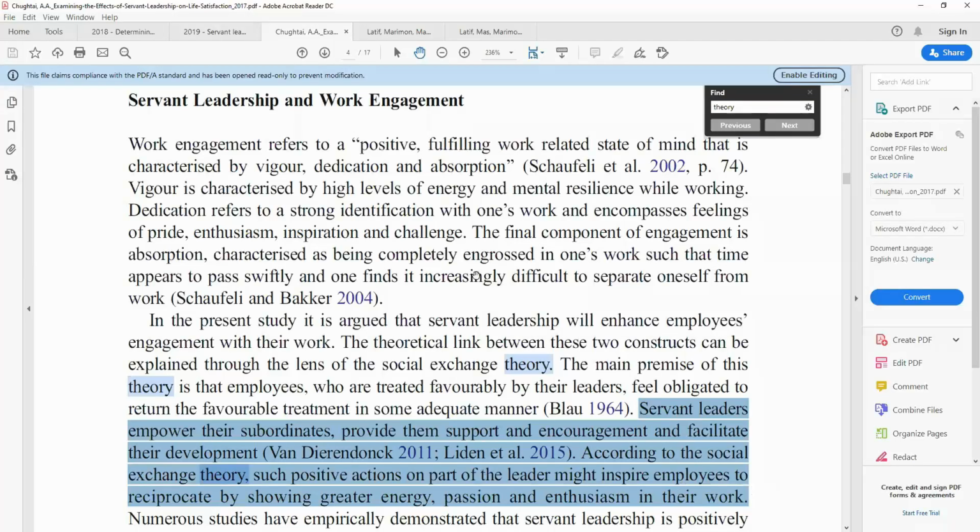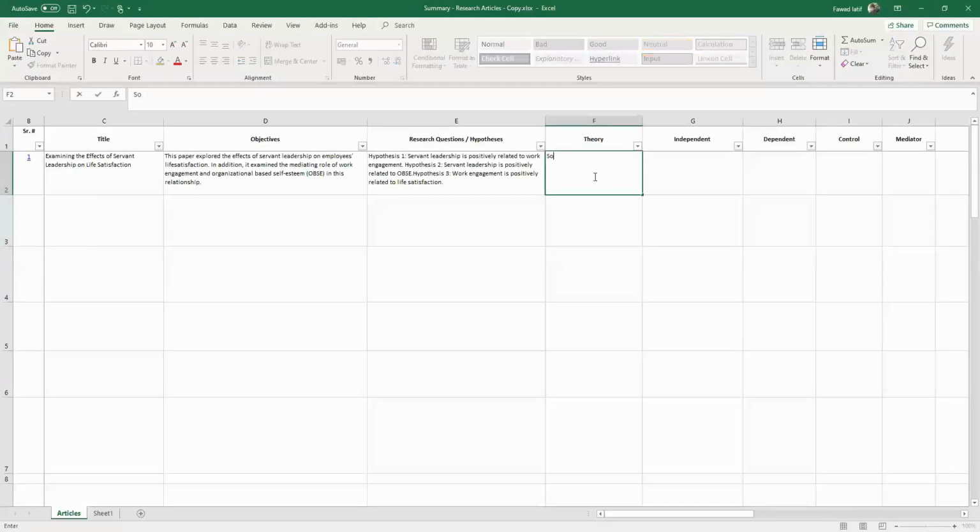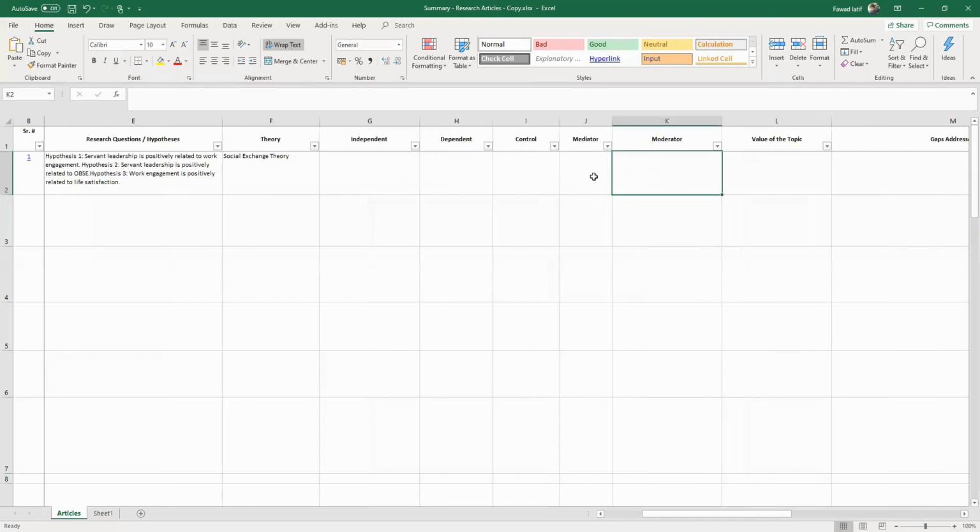Now let's write that this theory was used in this particular study. So the theory was social exchange theory. What were the independent, dependent, control, mediator, and, if any, moderator variables? If you go into the model, this is easily visible in the model, or the theoretical framework, or the conceptual framework of the study.